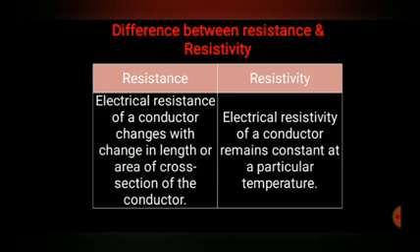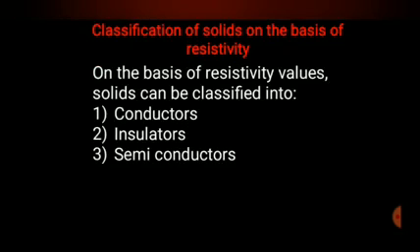The electric resistance of a conductor changes with a change in the length or area of cross section of the conductor. So what do you mean by resistivity? The electrical resistivity of a conductor remains constant at a particular temperature. So how are we going to classify solids on the basis of resistivity? On the basis of resistivity, solids can be classified into conductors, insulators and semiconductors.